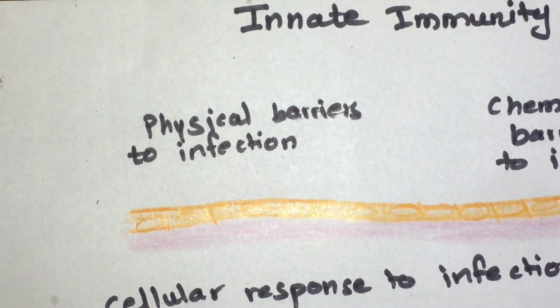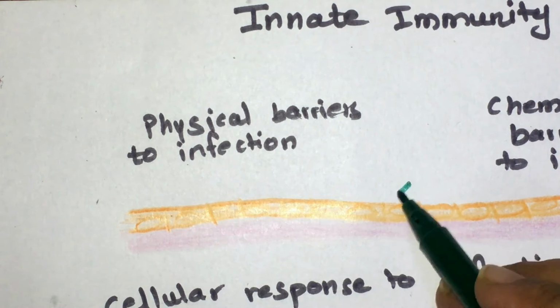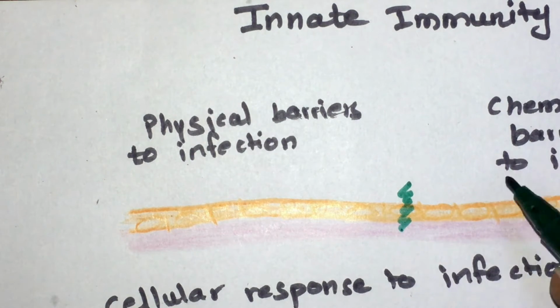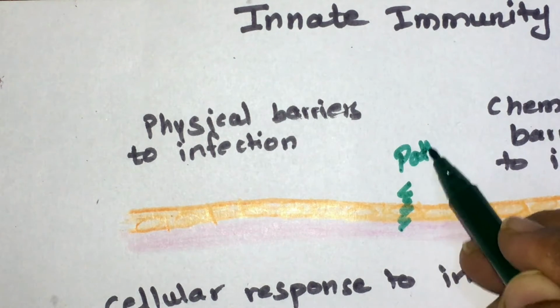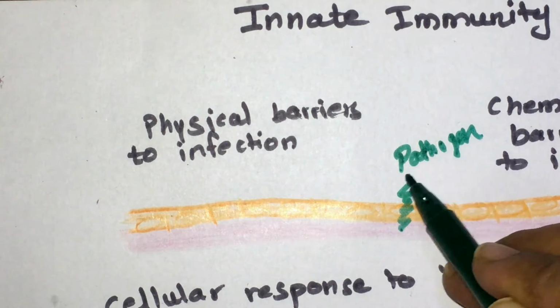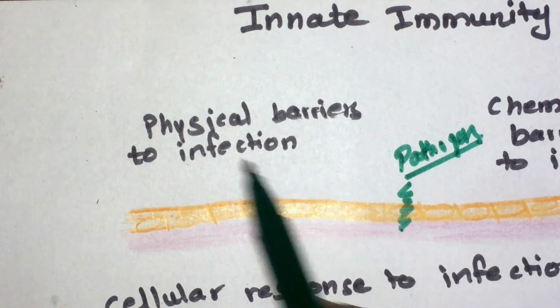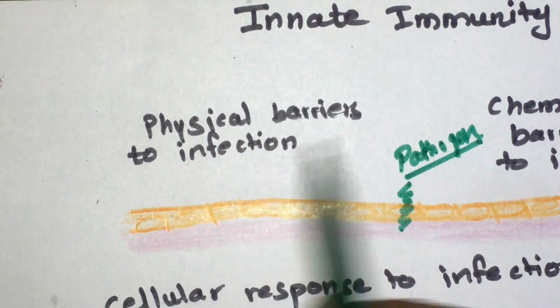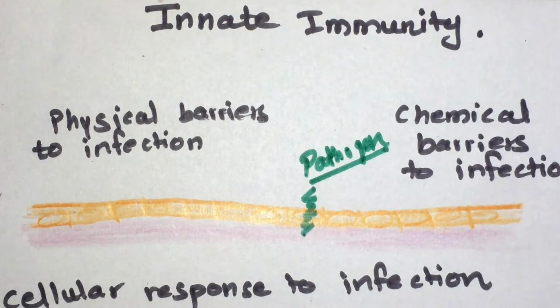In this video, we will study the overall innate immunity. This is just an overview of innate immunity. So, when the pathogen is trying to enter through the skin, it first has to go through the physical barriers and chemical barriers.